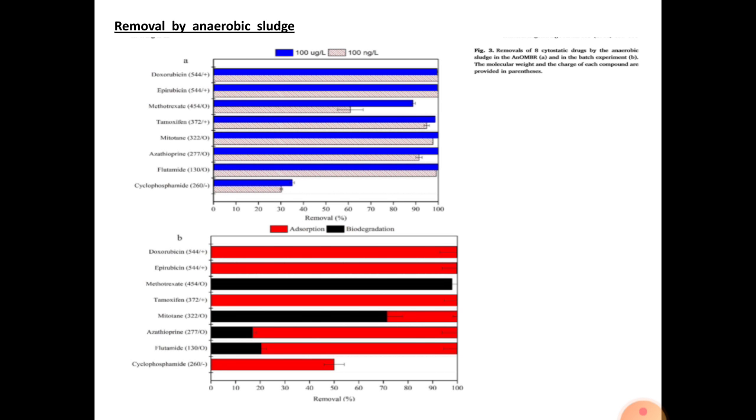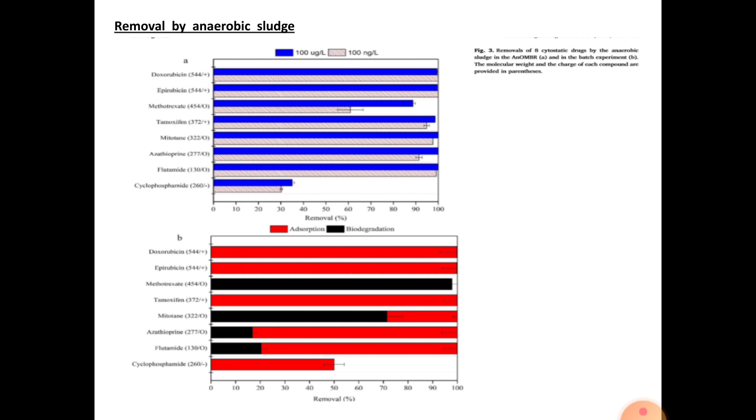But at the dosage level of 100 nanogram per liter, the removal efficiency of some of the compounds, like methotrexate, is around 60%, and in the case of cyclophosphamide, it is around 32%. These different results on cytostatic drug removal might be due to their different absorption and biodegradability in the anaerobic sludge, as stated in the literature.